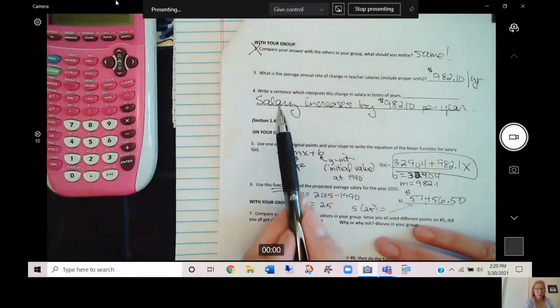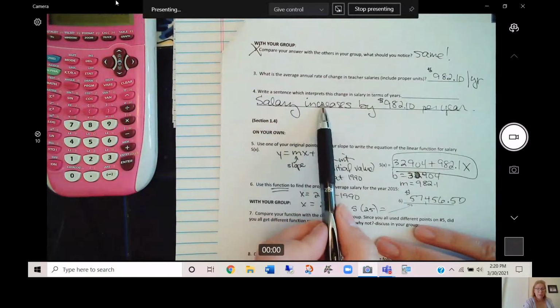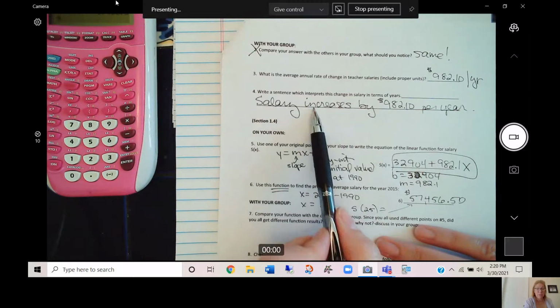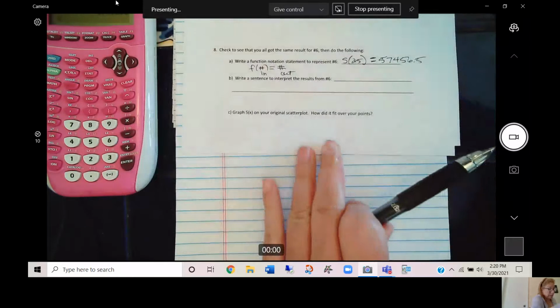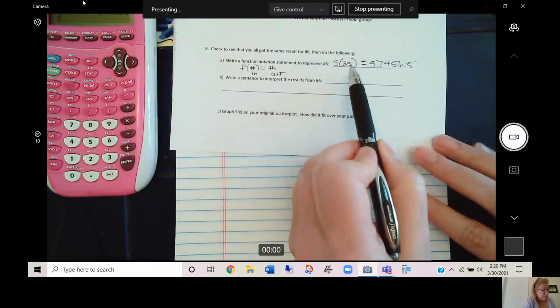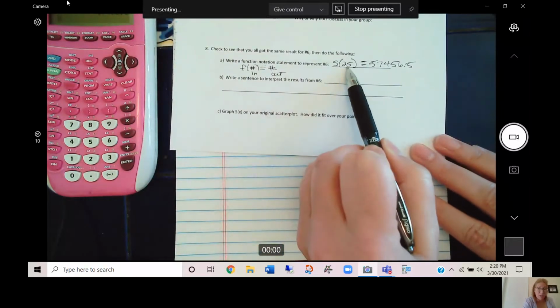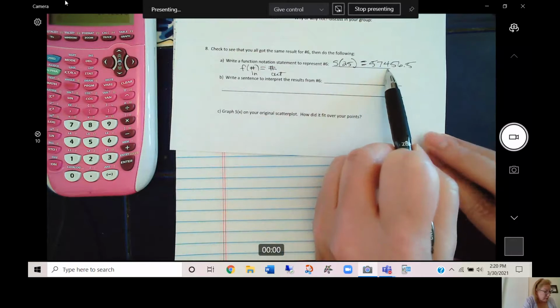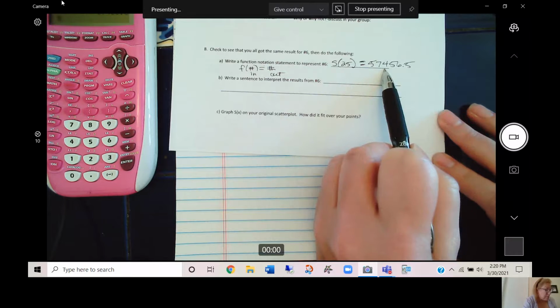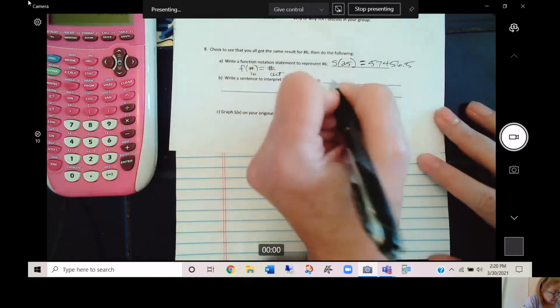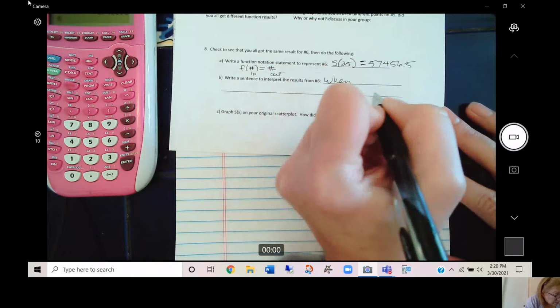Now, a sentence to interpret a function statement is a little different from a sentence that just interprets slope. So when you're interpreting slope, you're just saying the output increases or decreases by a certain amount per year. But to make a function statement, you have to say what the 25 represents and what units it is and what this represents. So when the input's 25, the output's 57,000, but we're making it specific to this example.